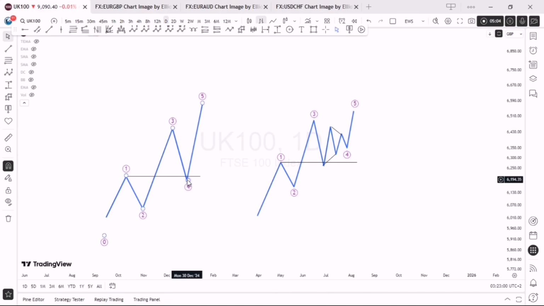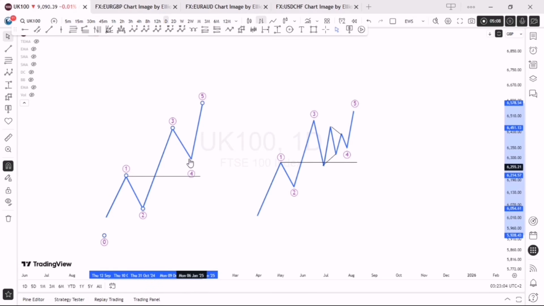But this one is not acceptable. Wave 4 must end outside the price territory of wave 1.